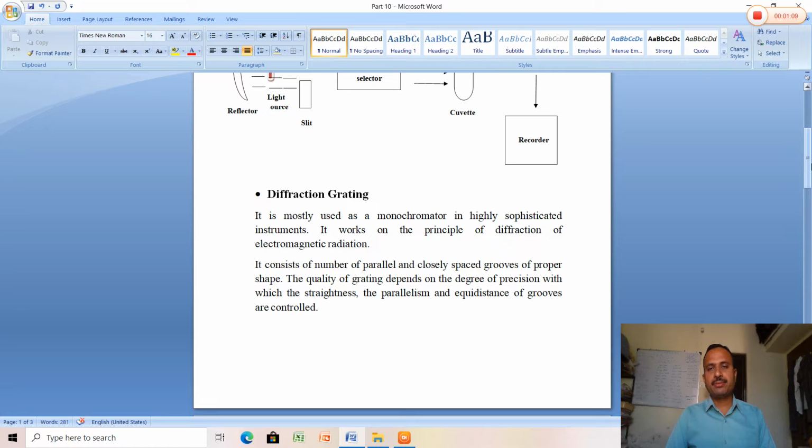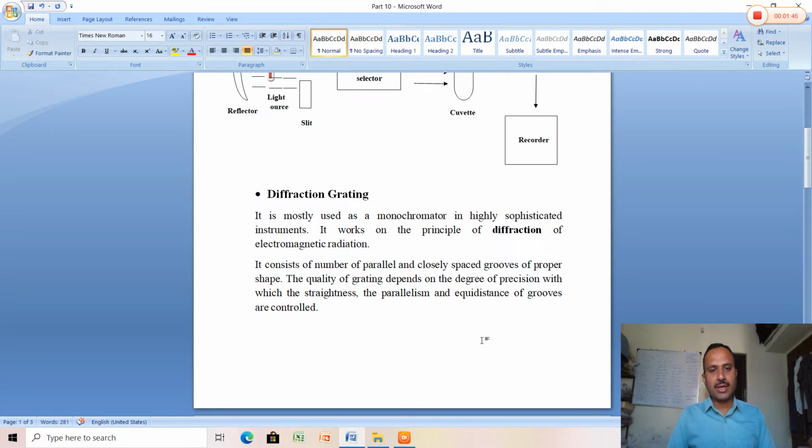It works on the principle of diffraction of electromagnetic radiation. What is the principle of diffraction grating? It is the diffraction of electromagnetic radiation. So the incident radiation which comes out from the source, when it strikes the surface of the diffraction grating, at that time diffraction of radiation takes place.